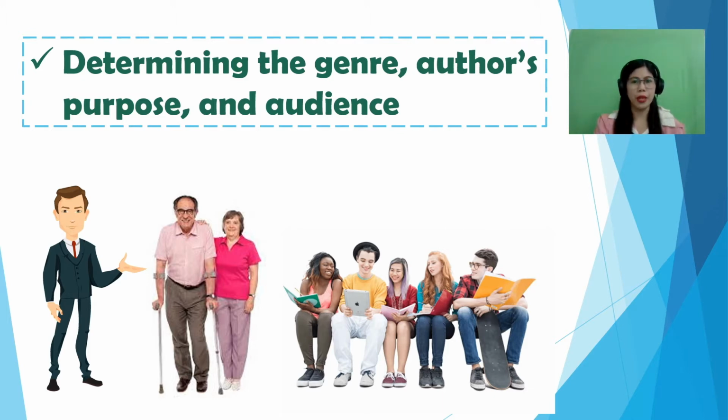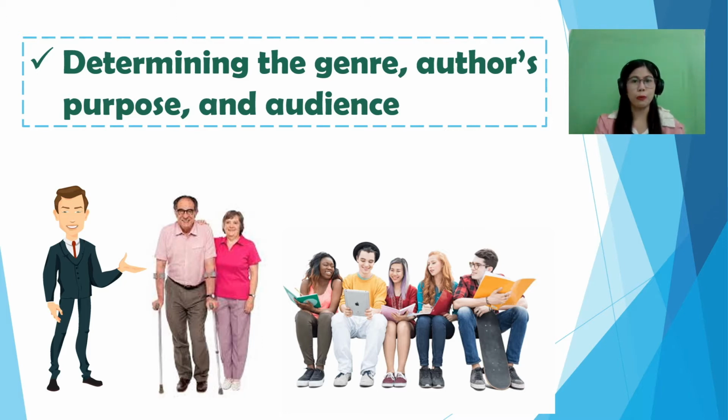These three have a bearing on the kind of writing style the writer will employ in his or her work. Now let's define these three. When we say genre, it pertains to a category of artistic, musical, or literary composition characterized by a particular style, form, or content. It can be narrative, descriptive, persuasive, expository, etc.